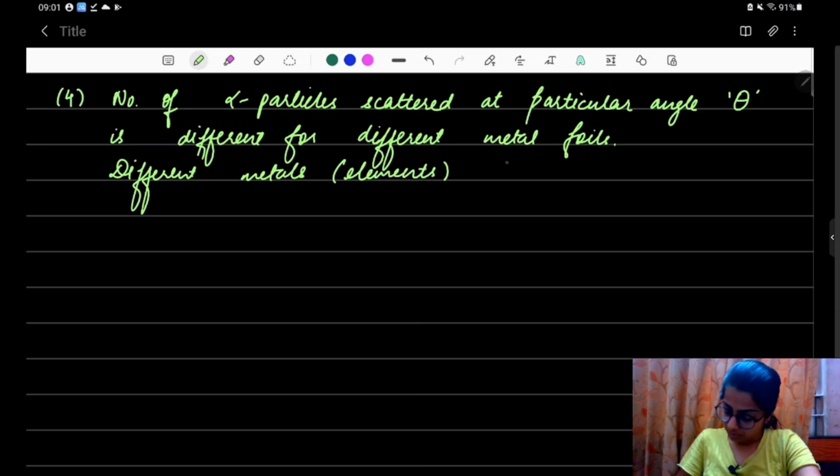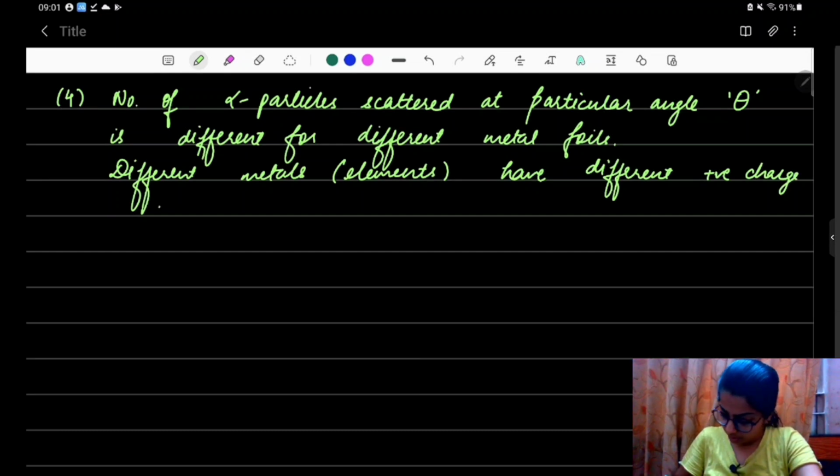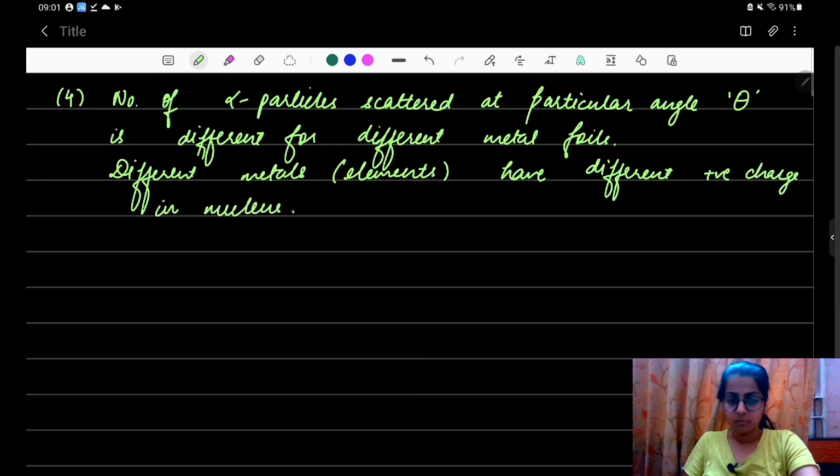Different elements have different positive charge in nucleus. So more is the positive charge, more will be the force of repulsion. As simple as that. Next and last observation.